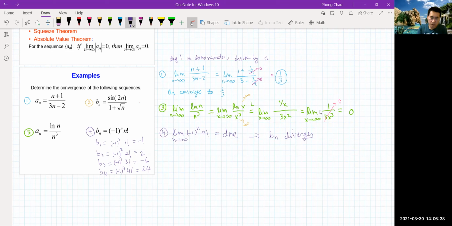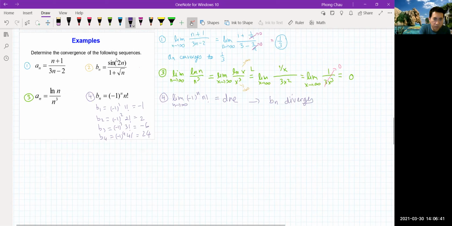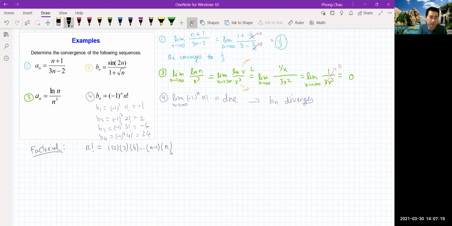Okay. Now, before we leave these sections, I want to do a quick review on the factorials. I believe some of you might have a big problem with factorial. So don't forget the definition: when I write n factorial, that is really 1 times 2 times 3 times 4 all the way to n minus 1, and then the final one is n. Multiply all the way to n.